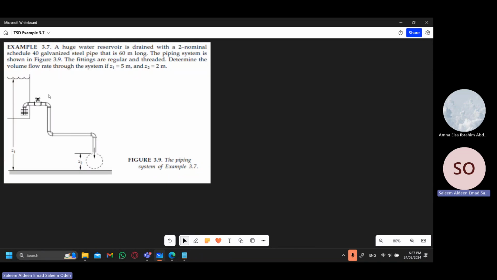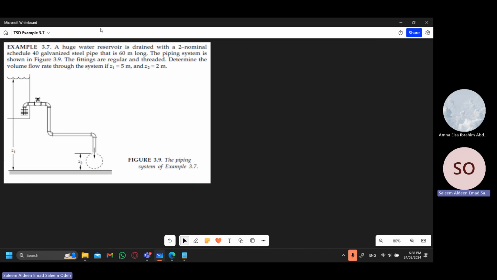First off, we'll take example 3.7. Example 3.7 states: a huge water reserve is drained with a 2 nominal schedule 40 galvanized steel pipe that is 60 meters long. The piping system is shown in figure 3.9. The fittings are regular and threaded. Determine the volume flow rate through the system if Z1 equals 5 meters and Z2 equals 2 meters.